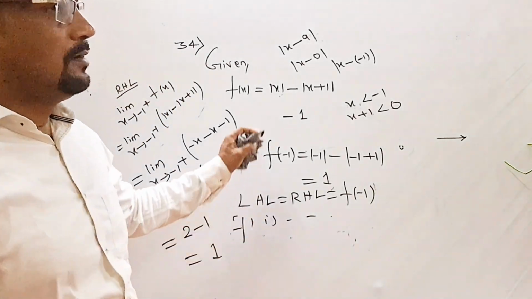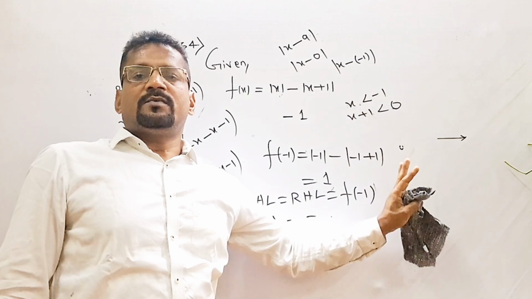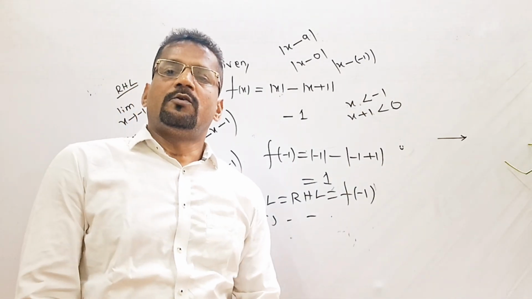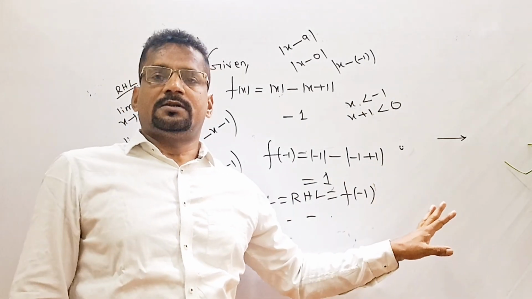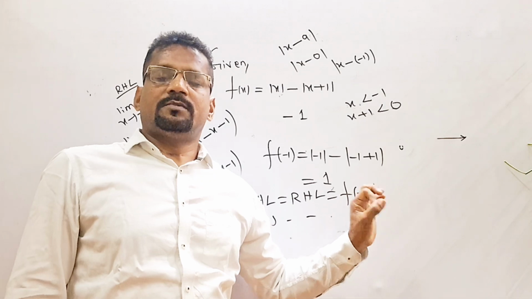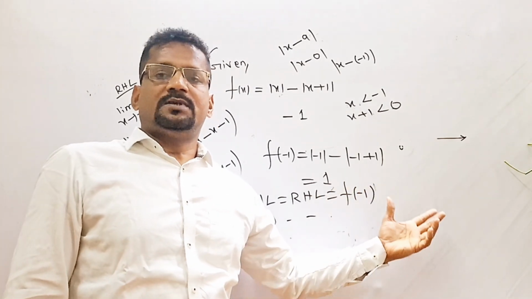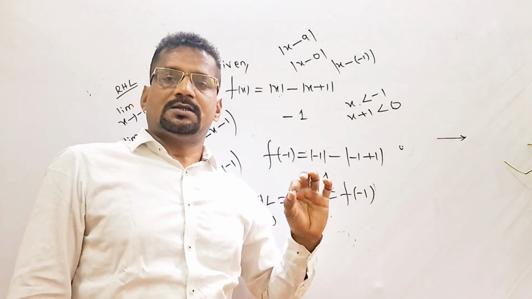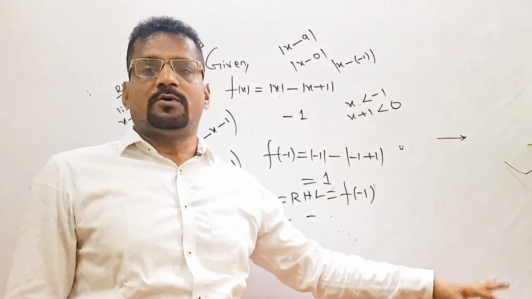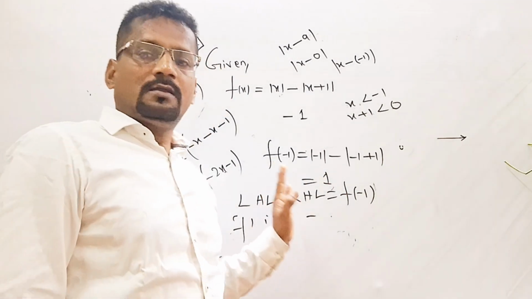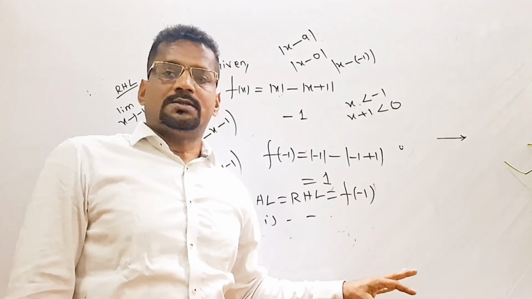After that, you can confirm that this function has no point of discontinuity. The possible points of discontinuity are these two, where we have checked. And if the function is continuous at these two points, it is 100% sure that there is no point of discontinuity. The answer is the function has no point of discontinuity.